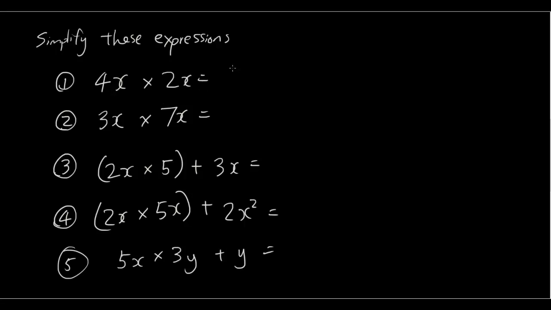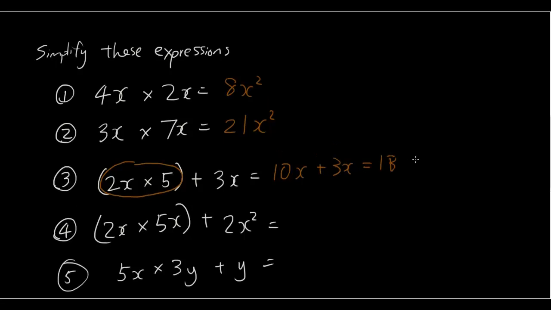4 times 2 is 8. x times x is x squared. 3 times 7 is 21. x times x is x squared. 2x times 5. Now 5 does not have an x, so you can only do 2 times 5, which equals 10x, plus 3x is 13x.